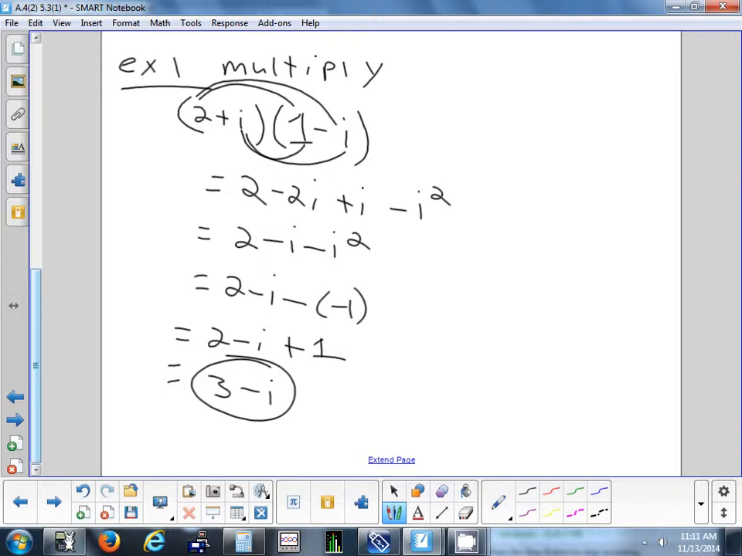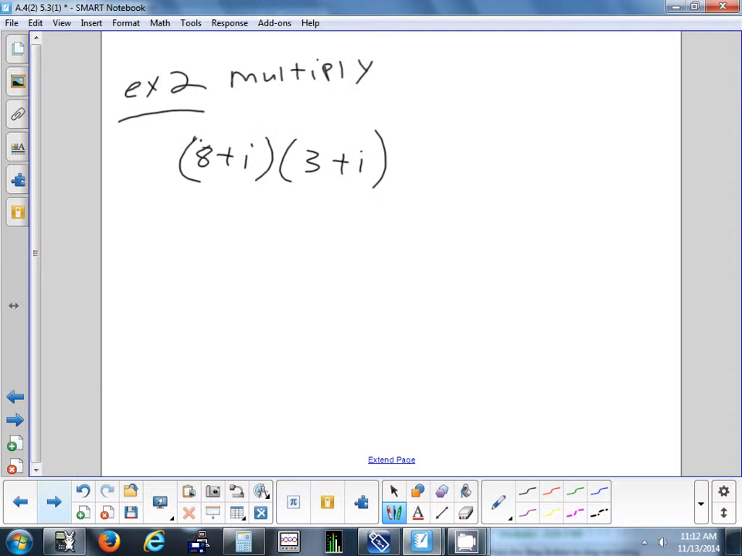Okay? And that's how you multiply two complex numbers. Any question on what we did there? So there's a little bit of addition and subtraction. You've got to combine like terms. And the first part is really just your double distributive property. Okay, let's try one more multiply, and then we'll move on to divide.